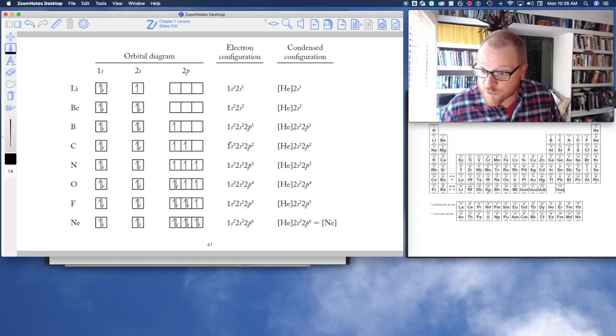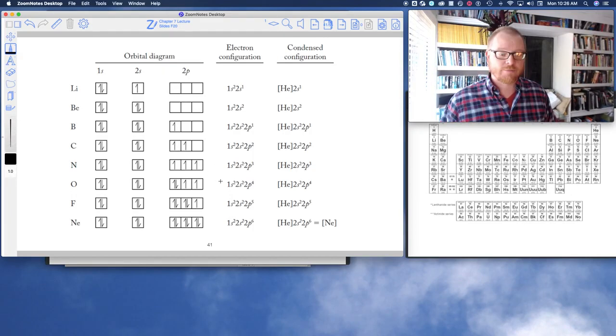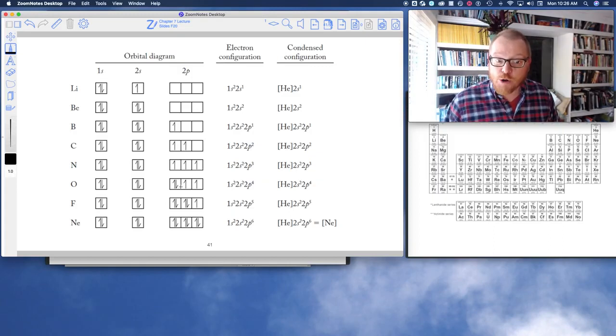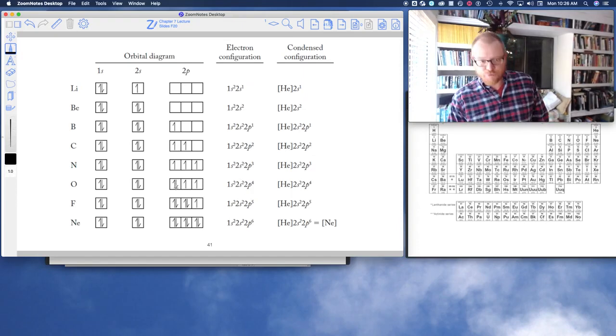So the electrons will fill into the open spots, right? So carbon becomes 1s2, 2s2, 2p2, or helium 2s2, 2p2. Now you can see we go one at a time. Nitrogen becomes 2p3. Oxygen, now we have no choice, we have to pair it up, so that becomes 2p4. Fluorine becomes 2p5.